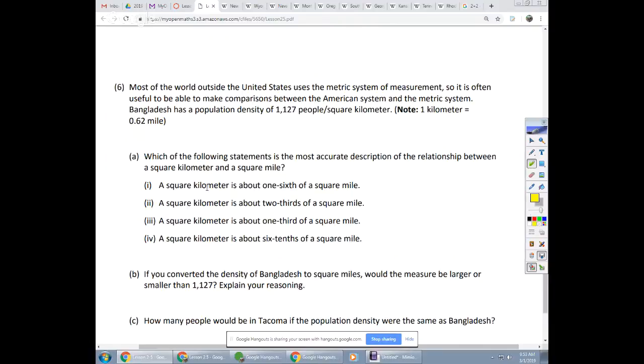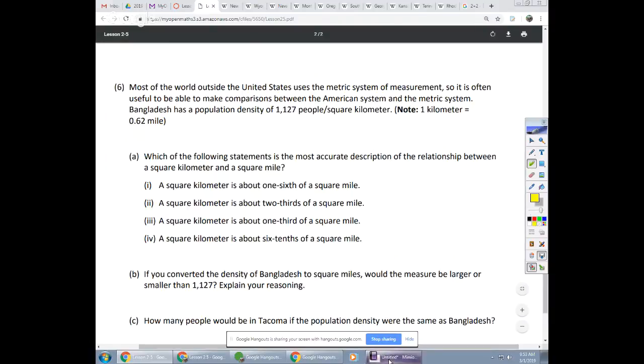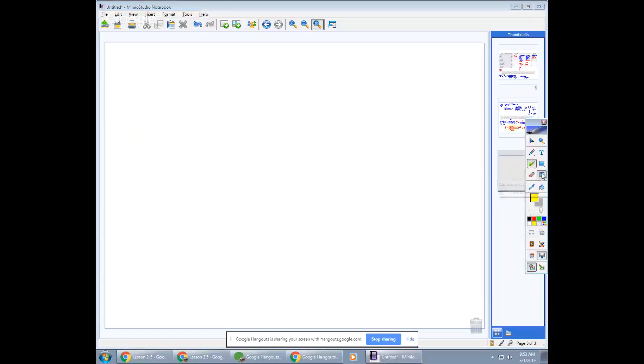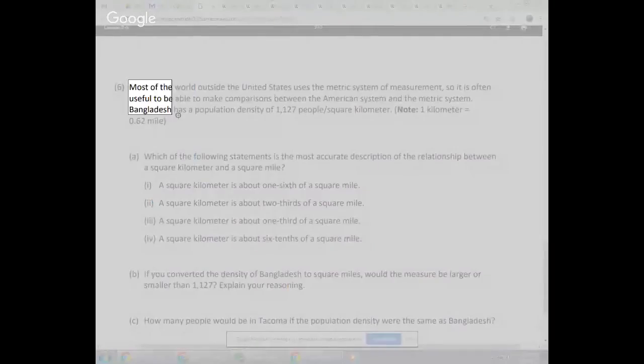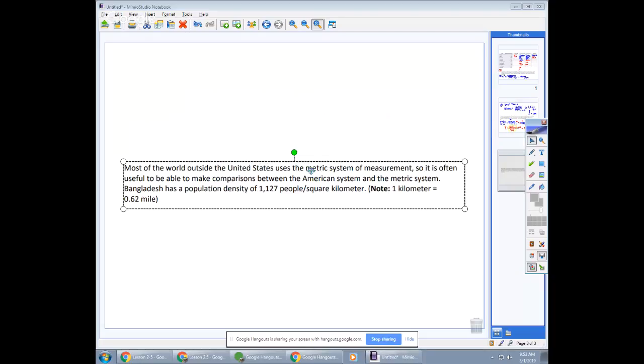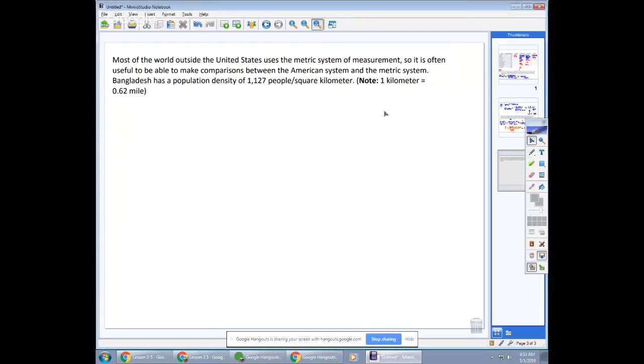All right, let's see. Oh, we have some work to do before we can answer that question. All right, notebook time. So at the moment, we're not ready to answer any questions about Bangladesh compared to the US. What we do need to do is talk about square kilometers versus square miles, which we actually have done something like before. So 1 kilometer is equal to about 0.62 miles.